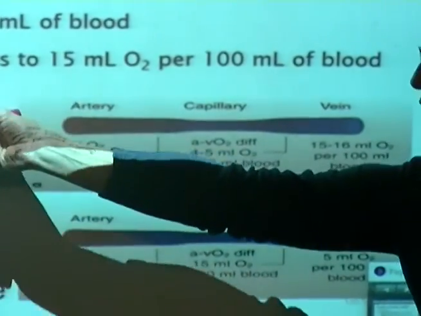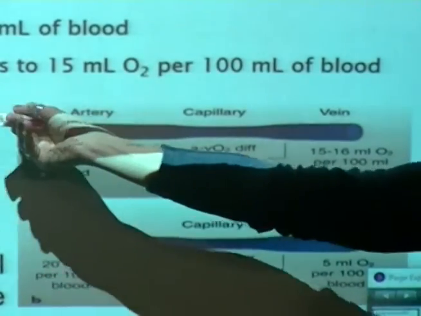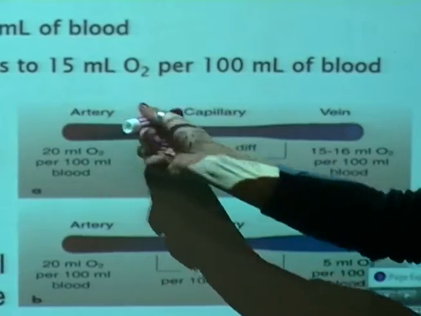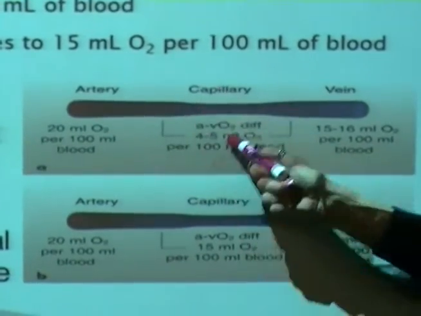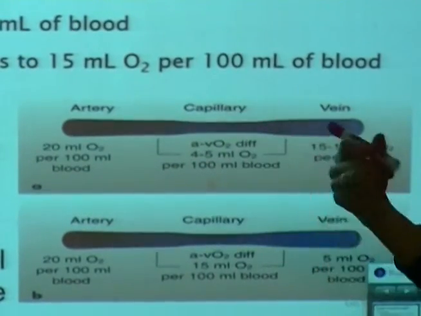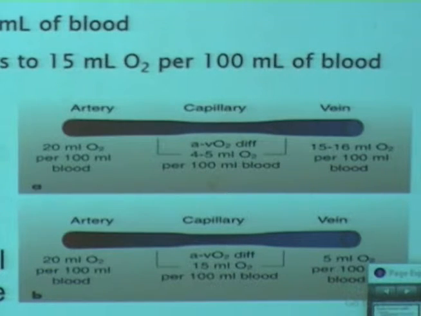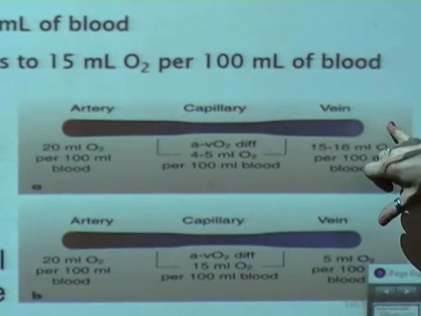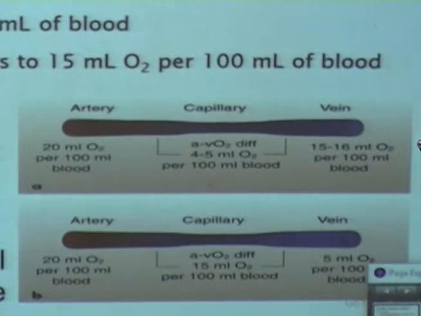So, we have the artery coming in on the left. We're going to assume that a capillary is wrapping around the muscle, because that's really the organ that we're the most interested in at this point. We want to deliver oxygen to the muscles so we can exercise. And then these are the veins leaving the muscle carrying blood back to the heart.